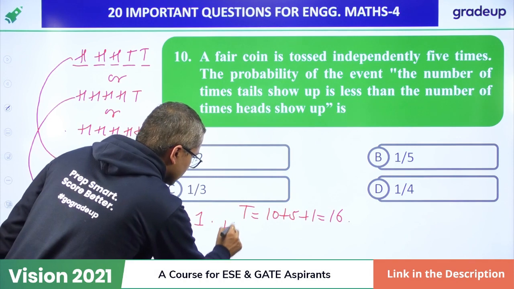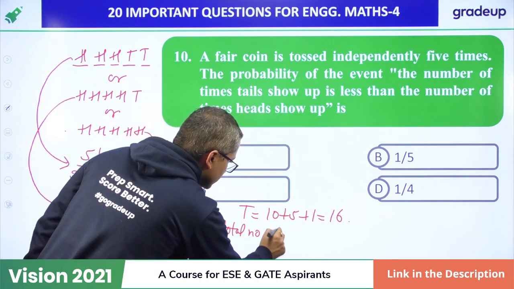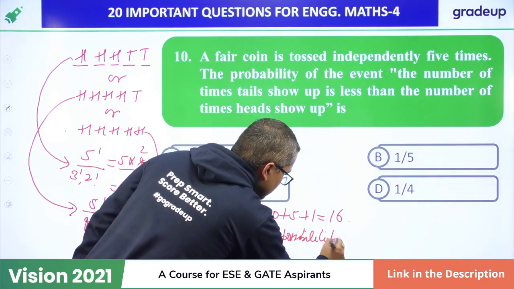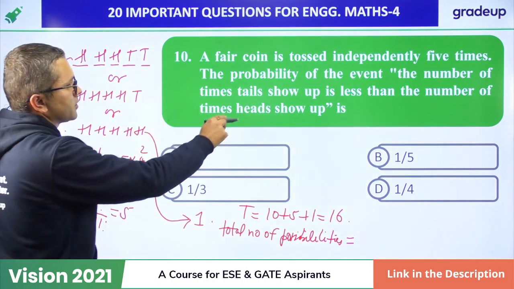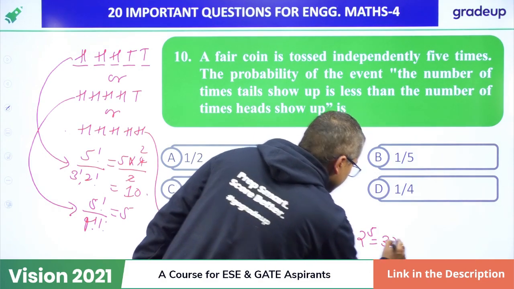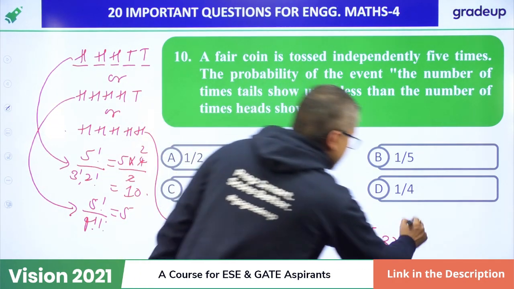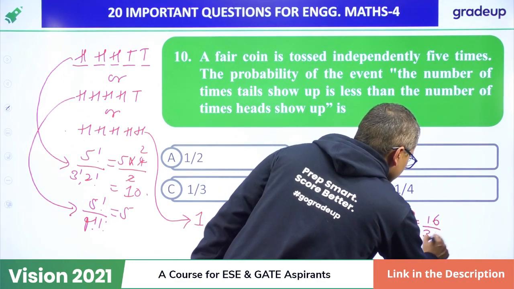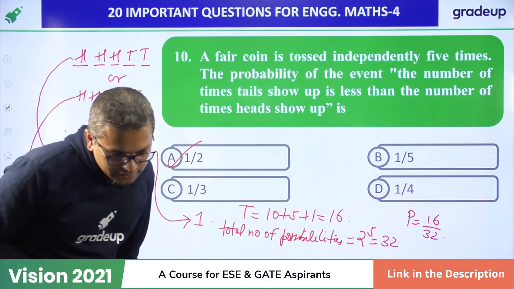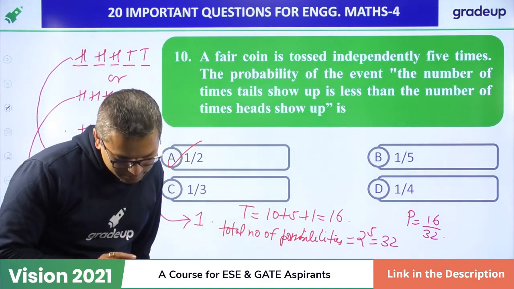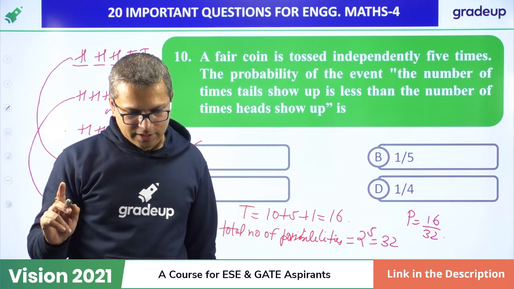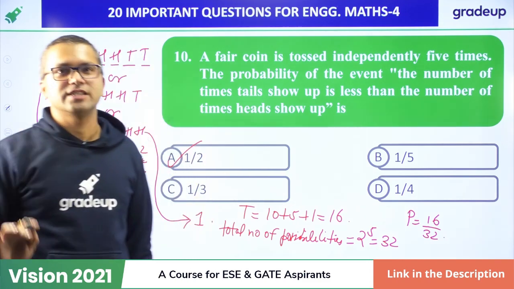Now the total number of possibilities, because it's thrown 5 times, is 2 to the power 5, which equals 32. Hence the probability is 16 upon 32, that is 1 upon 2. How many of you got it correctly? People are saying A. Puranjit, Pavan, Amrut, Pavitra also say A. Mahmooda, you got it correctly. So A is the option here.